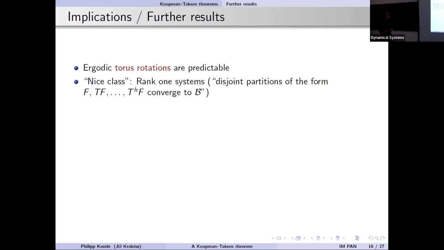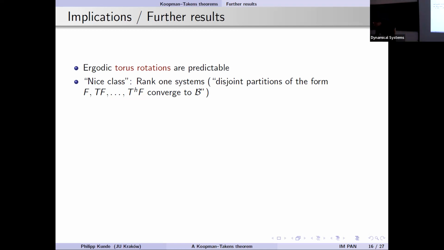But let's say, descriptively speaking, a rank one system is one where you have a sequence of partitions, and your partition is basically given by the levels of a tower, and those approximate the whole sigma algebra. So we have partitions of the form of a base, say F, and then the iterates under our dynamics give the levels of the tower, and this tower becomes an approximation of the whole sigma algebra. If we continue this process, then the sequence of partitions really converges to the decomposition into points.